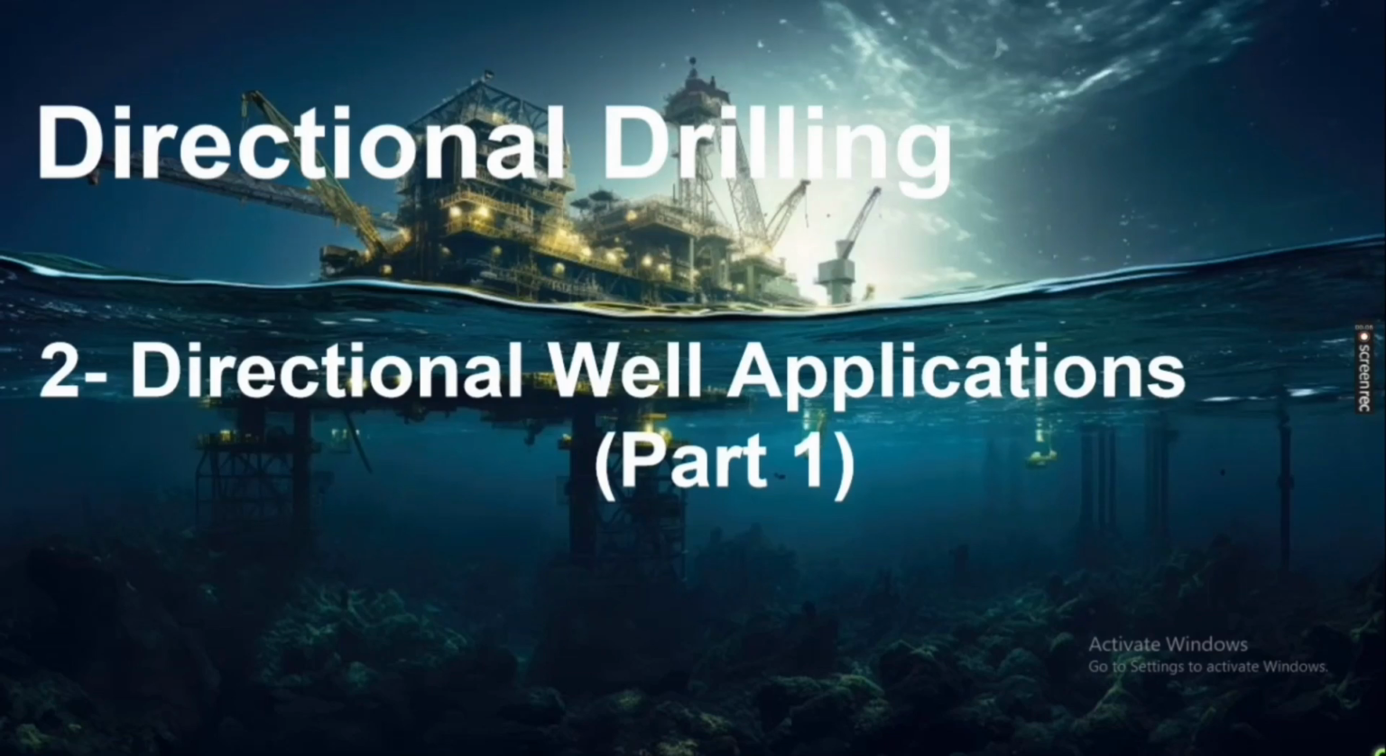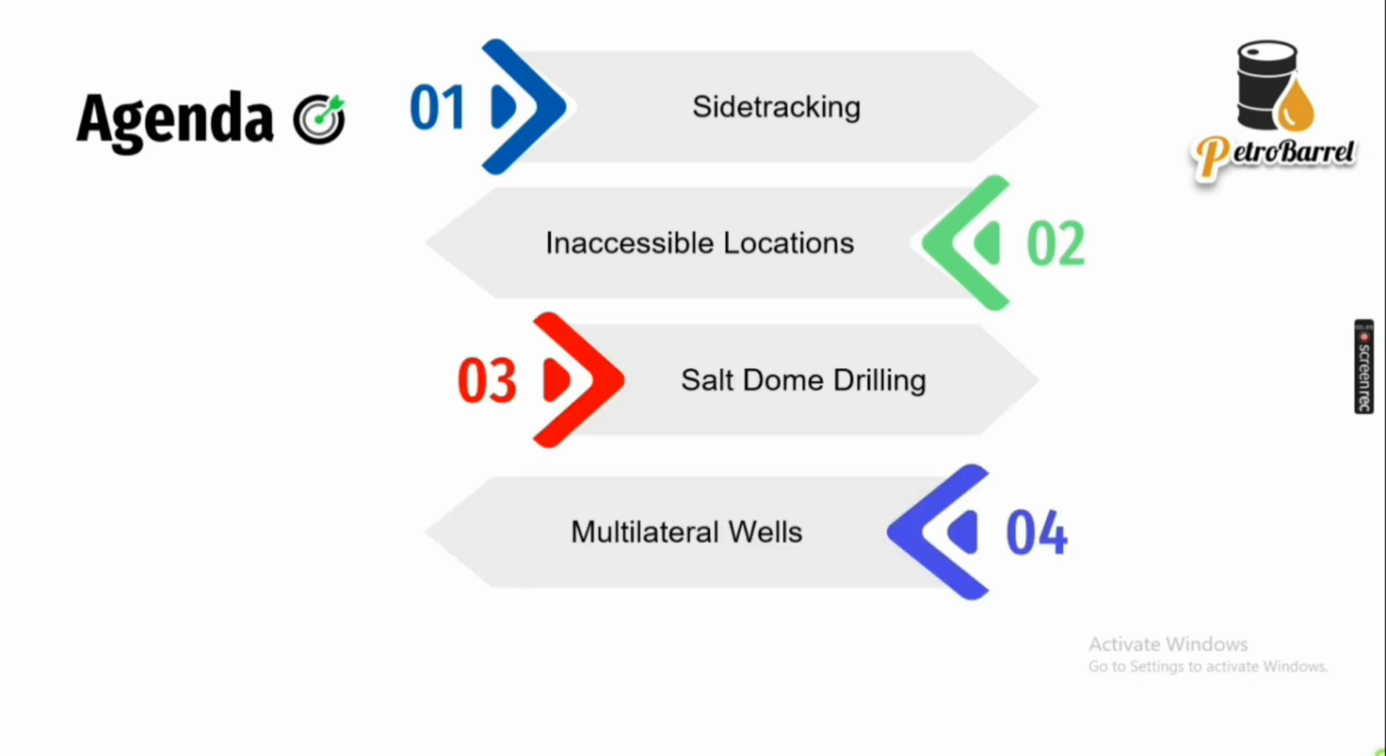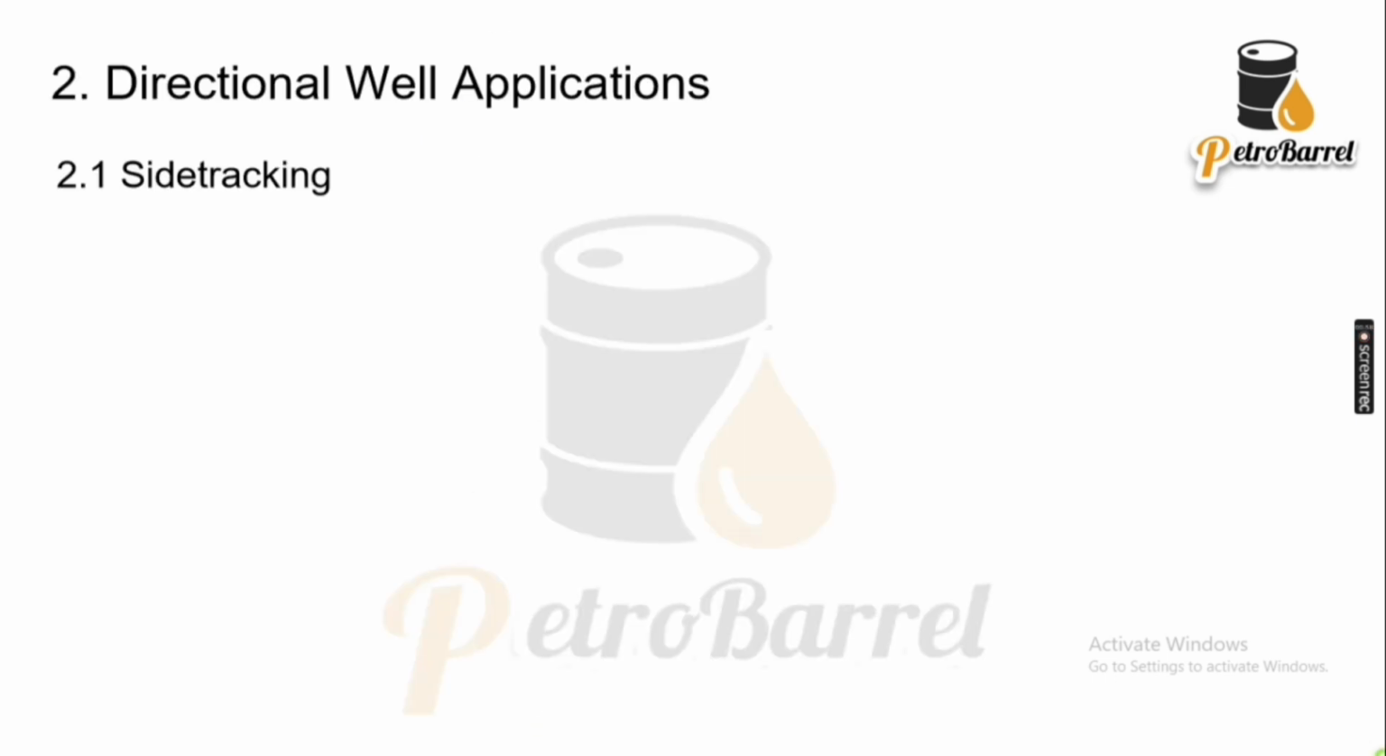Today's video we're going to talk about directional well applications, part 1. This video will include 6 different types of directional well applications. We will use directional drilling operations to drill different well bores, as we show in this video. Firstly, we will talk about side tracking, then move through inaccessible locations. After that, we will talk about salt dome drilling, then multilateral wells, then offshore multi-wells, and finally fault controlling applications.